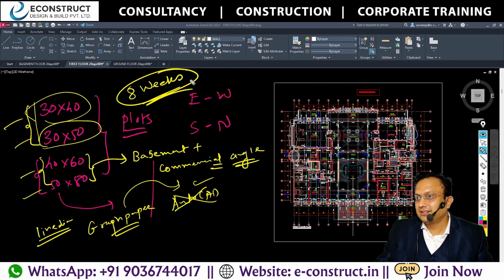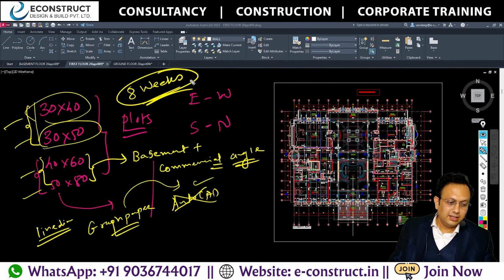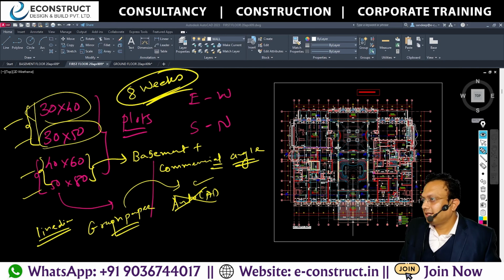Got it? Those who really want to work as a part of the interiors, these projects you can start working from the interior point of view also. Got it? Any other question? Other queries?